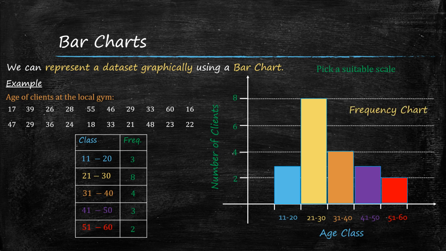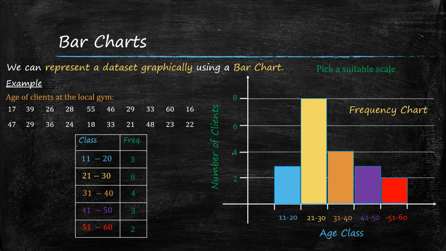This bar chart is also called a frequency chart because it represents the frequency table and the frequencies of these age classes visiting the gym. Not all bar charts are frequency charts, but this bar chart happens to be a frequency chart because it represents the information in our frequency table. So that's all there is to drawing a bar chart. You take your information, you plot one set of information on the X-axis, and you plot the other set of information on the Y-axis, and you draw your bars.